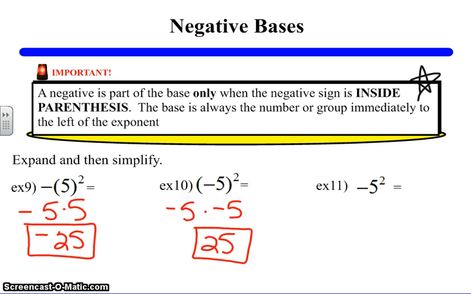In example 11, negative 5 squared. That negative 5 is not inside parentheses. So the only thing that is considered the base is the 5. So we bring down our negative sign, and we do 5 squared, which is 5 times 5, which we know is equal to 25, and we bring down our negative sign for our final answer.